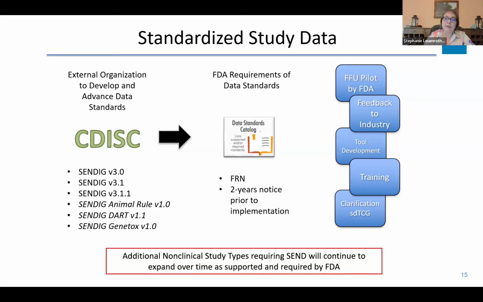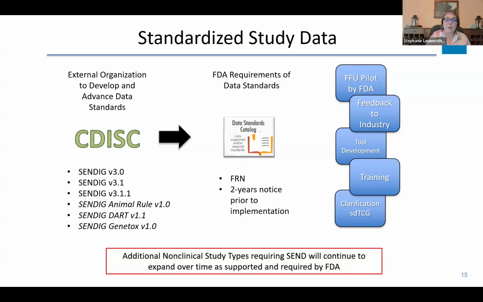So in addition to that, there's a lot of activity going on on the FDA side as well. We need to look at these IGs. We may do a fit for use pilot with our tools to see how this could be integrated. We may need to give feedback to industry. We may need to think about tool development if it's in-house, or how long that might take for external tool development to accommodate these new standards. We have to think about training our reviewers and our staff on the new study type that will be implemented.